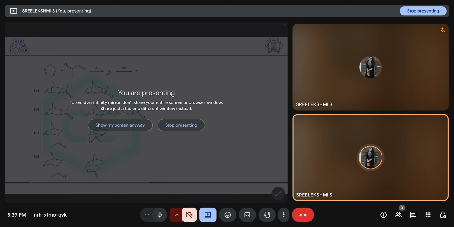Here, as we can see, this is an example of a 4 plus 2 cycloaddition reaction between the cyclopentadiene and this one. This is the diene and this will act as the dienophile to give this product, which is the endo one, as the major product. And here again, when we expose this to photochemical conditions, it can undergo this 2 plus 2 cycloaddition between this alkene and this ketone. So the Paterno-Buchi reaction will take place and it will form this compound. So the correct answer will be option C.